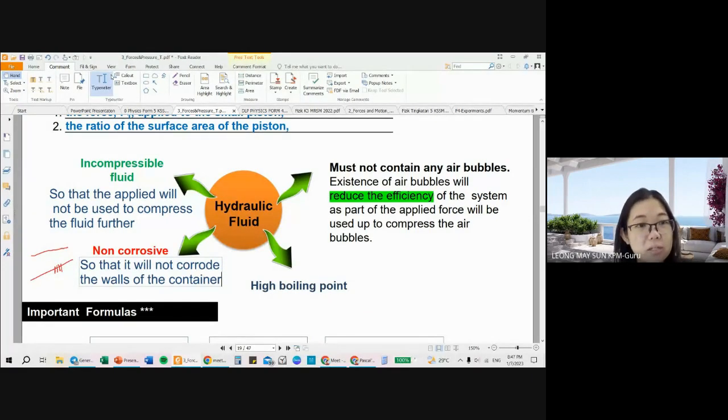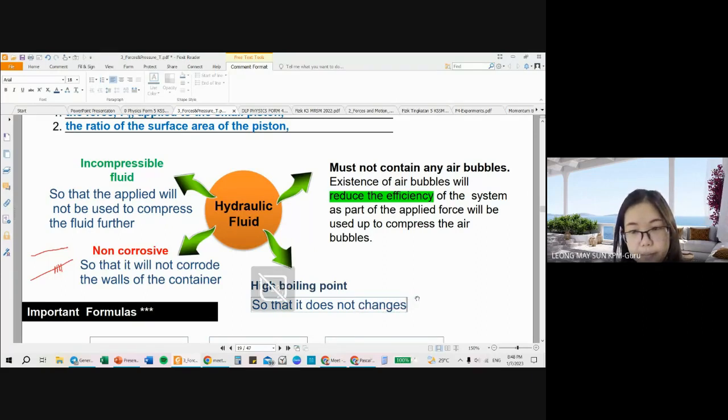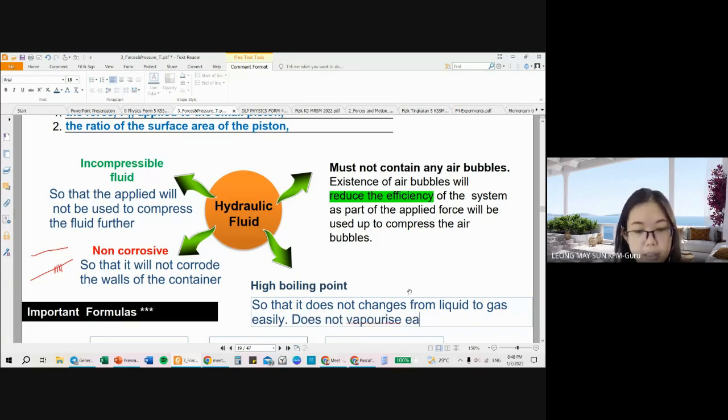The main reason is so that it does not become vapor easily. The main reason for the hydraulic fluid to have a high boiling point is so that it does not change from liquid to gas easily, or does not vaporize easily. So that's the main reason for the boiling point.